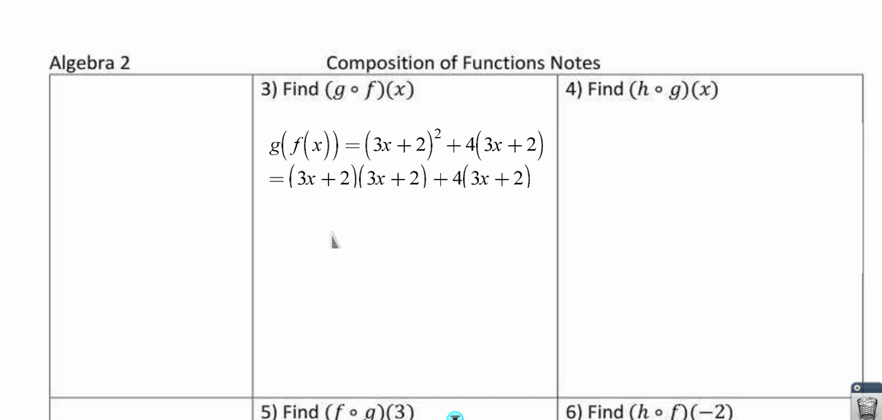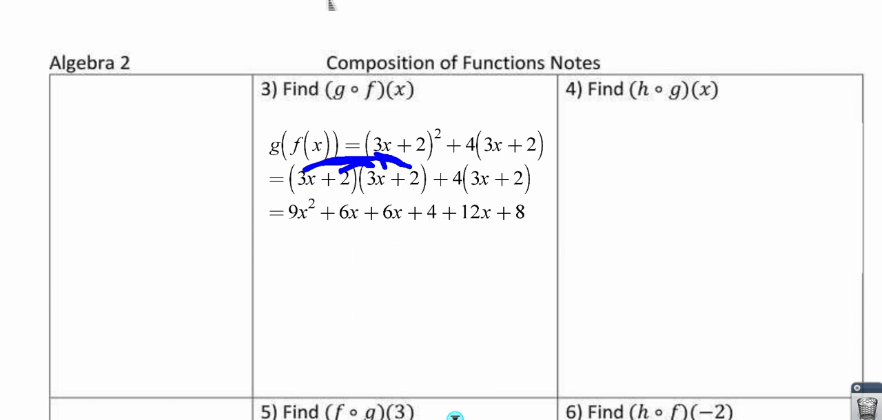Anywhere I see an x, I'm plugging in 3x plus 2. All right, so if I work this out, we have to remember that 3x plus 2 squared is 3x plus 2 times 3x plus 2. And I need to distribute twice here. So when I do that, I get 3x times 3x is 9x squared, 3x times 2 is 6x, 2 times 3x is 6x, 2 times 2 is 4.